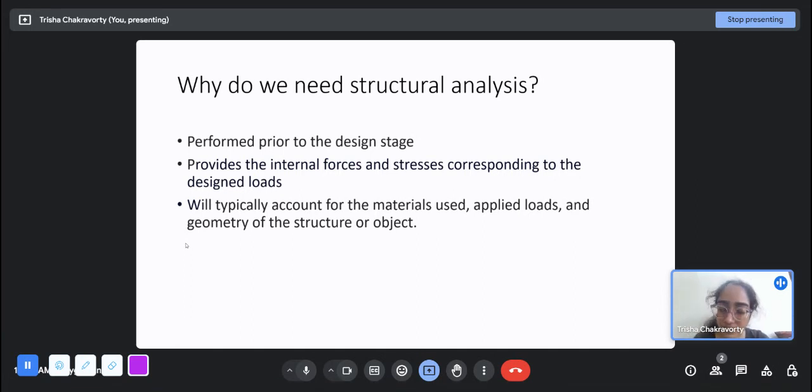So to design, what does designing mean? Designing means we have to decide the dimensions. For example, in a building we need to decide the dimension of a beam, of a column. We need to decide what material to use, how much steel reinforcement to be given, and what is the criteria for that. That depends on how much load we expect the structure to withstand.